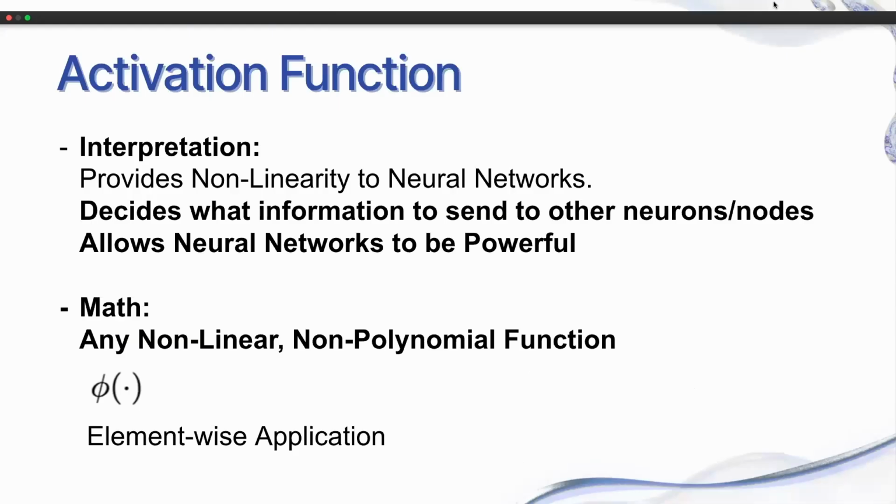Now, the activation function decides what information to send out to other nodes or other neurons. You also hear that it provides non-linearity to our neural networks. It allows the neural networks to be powerful. These are all phrases that people say when we talk about activation functions. The function itself can be any non-linear, non-polynomial function.